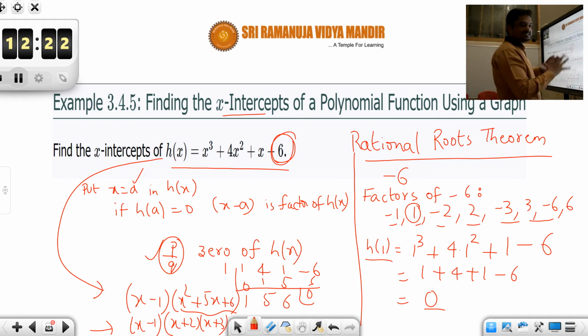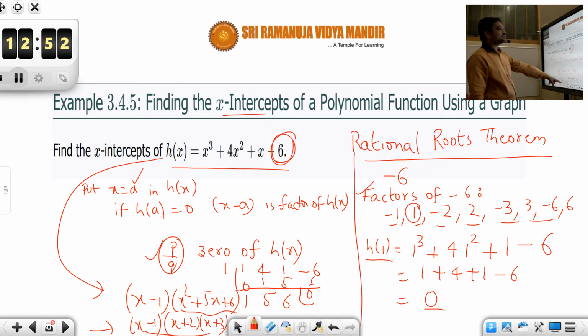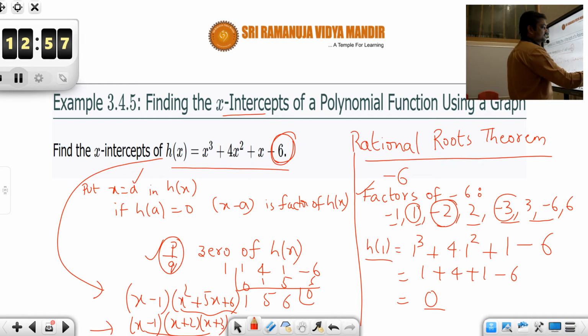Okay, students. So all these theorems help us in knowing more information about the given polynomial. See, finding the zeros looked hard, but just by using the rational roots theorem, we were able to find 1 zero. Once we know 1 zero, we used synthetic division and reduced the polynomial to a quadratic form, and we know how to find the roots of a quadratic. Looking at all the zeros, one zero is 1. The other zeros we are getting are minus 2 and minus 3.